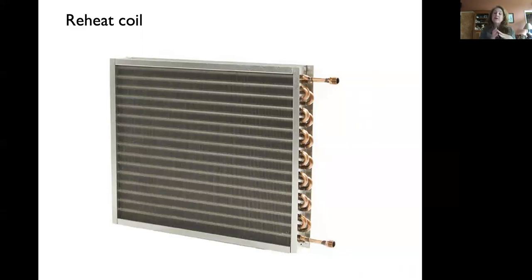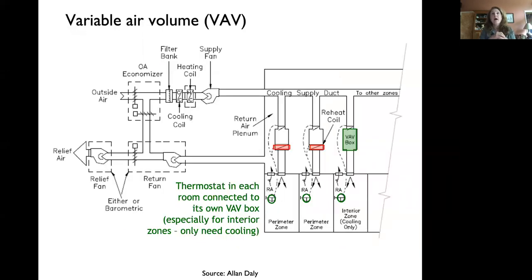Now, remember I said you can control how much heat's delivered by either controlling the volume or controlling the temperature. So everything I've shown you so far has been keeping the volume constant and changing the temperature. Another system, which is much more common these days, is you're changing the volume, and it's called a variable air volume system, or VAV. So this is changing the amount of air rather than the temperature.